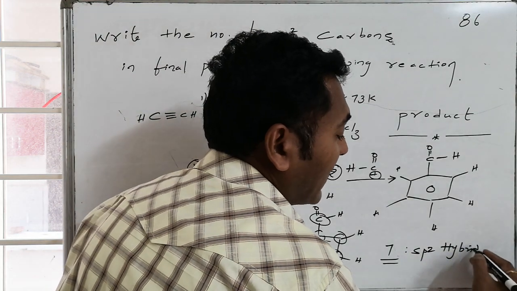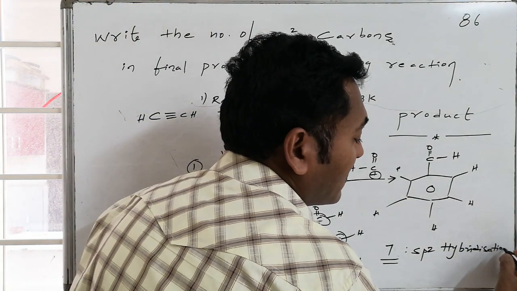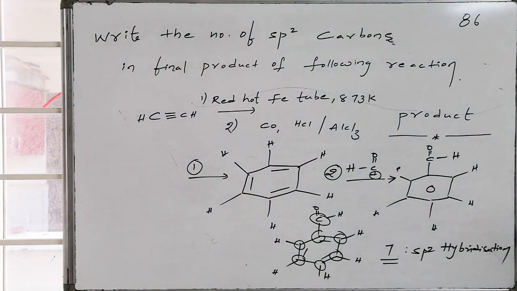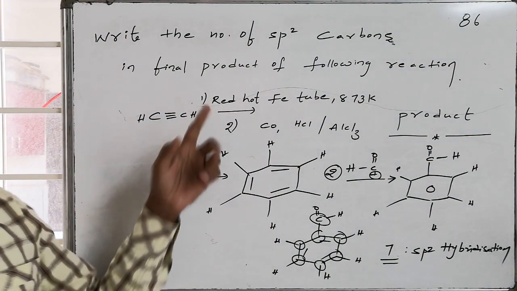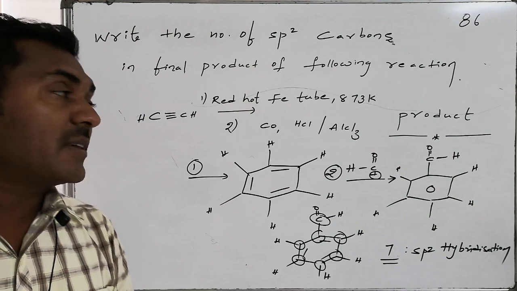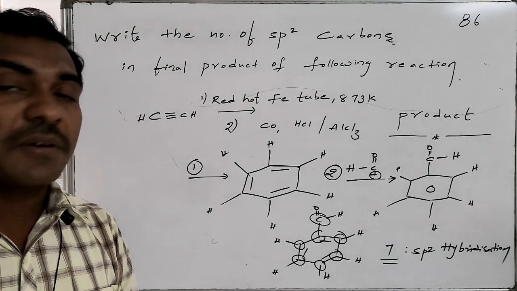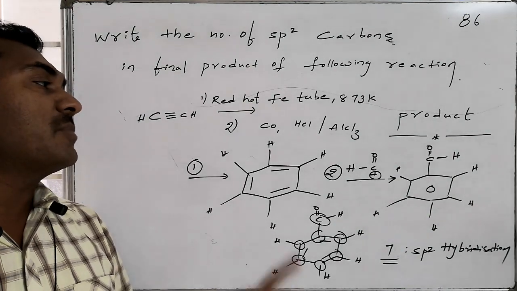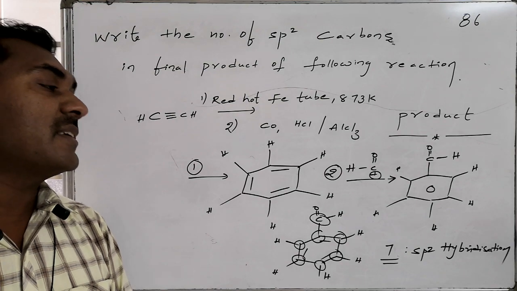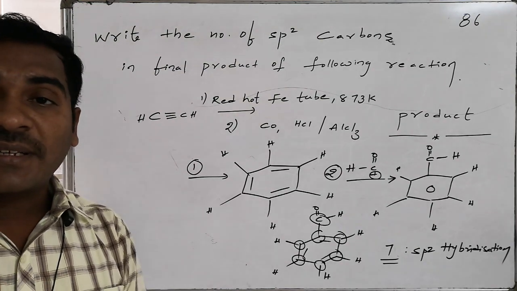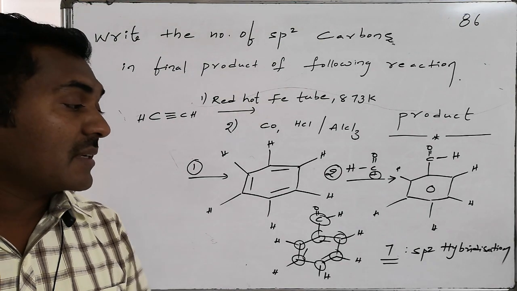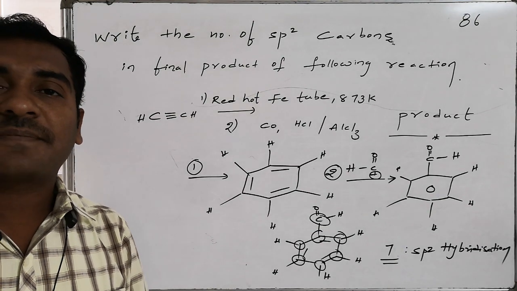The number of atoms with sp2 hybridization in the final product formed from acetylene on reaction with red hot iron tubes at high temperature, followed by addition of carbon monoxide and HCl in presence of AlCl3, is 7 carbon atoms with sp2 hybridization.